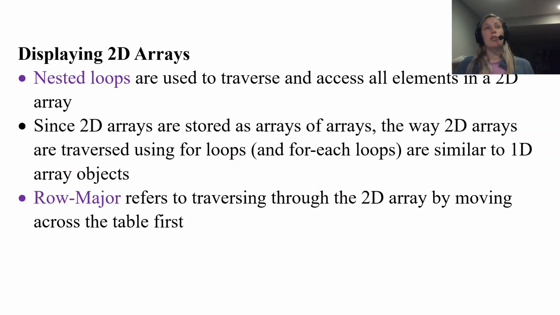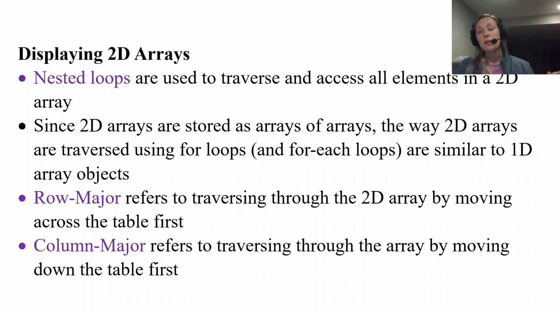Okay. So there's going to be two ways we're going to talk about traversing. One is row major, which refers to traversing the two-dimensional array by moving across the table first. So doing the rows, I think of like rows first, right? So start at the first row and traverse across. Column major refers to traversing by moving down the table first. So traverse through a whole column and then come back up, go through the next column, come back up, next column. So both of those are important distinctions because those are the two main ways we traverse a 2D array.